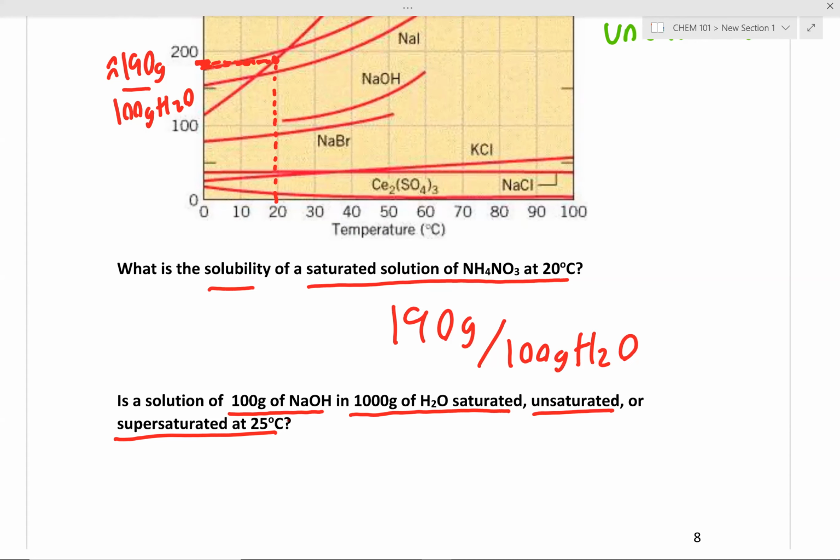Yes, exactly. So it's 1,000 grams per 100. Oh, so it's 100 grams of sodium hydroxide and 1,000 grams of water. You're going to convert that ratio to the grams of sodium hydroxide per 100 grams. Okay. And you're essentially trying to see, is the saturation solubility greater than or less than the solubility of your solution? So if it's greater, then your solution is unsaturated. If it's less, it's supersaturated. If they're the same, it's saturated.